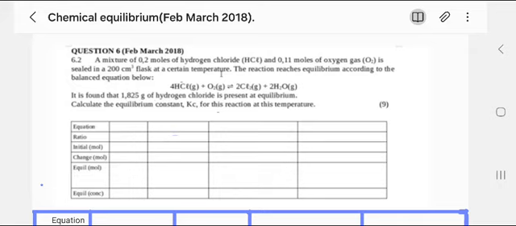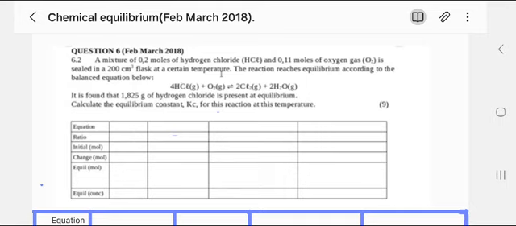Hello guys. We are given question 6, from the February/March 2018 question paper. Question 6.2 reads as follows: a mixture of 0.2 moles of hydrogen chloride and 0.11 moles of oxygen gas is sealed in a 200 cm³ flask at a certain temperature.